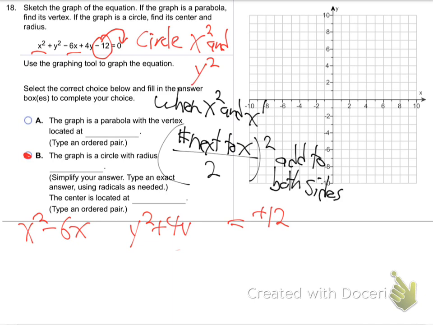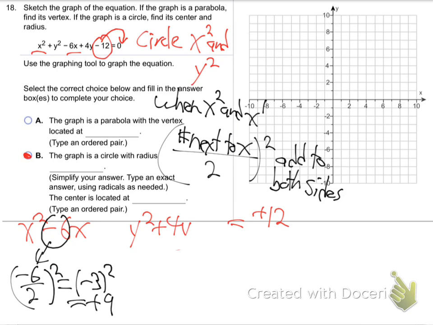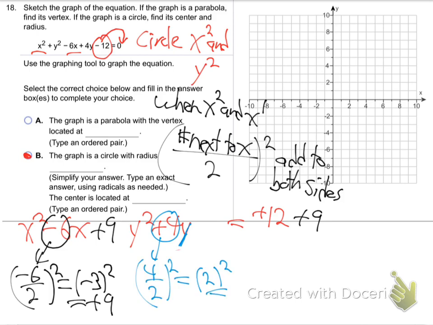Remember that? So I got to take that negative 6, the number next to x, put it over 2, square it. That's going to be what? Minus 3 squared, plus 9. Got to add 9 right there and then add 9 to the other side. And then you got to do the same thing for y also. See the y here? I've got to take the number next to y, put it over 2, square it. That's 2 squared.